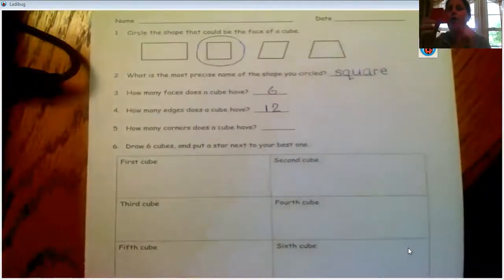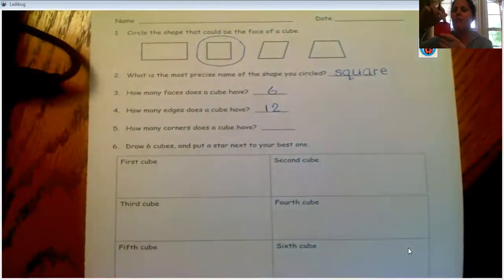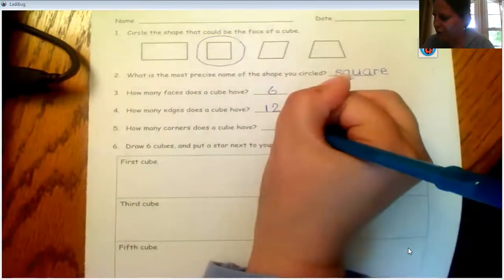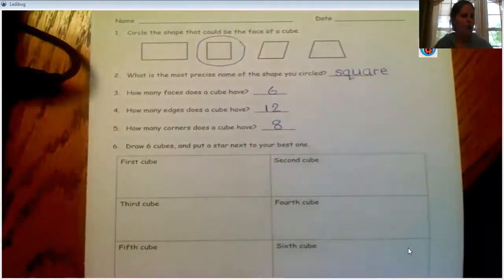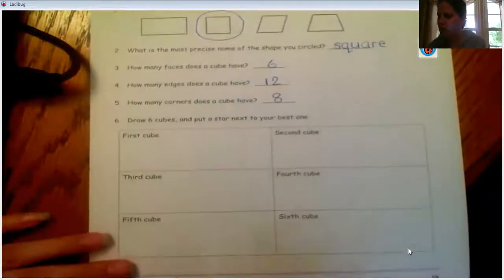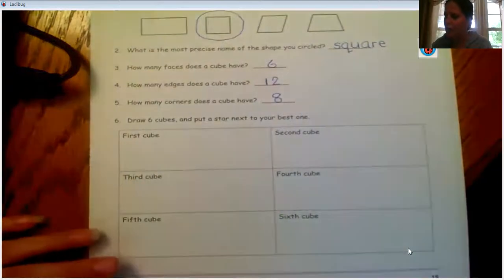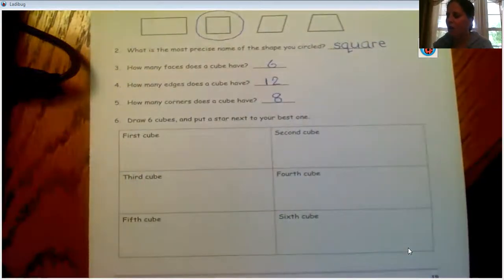How many corners does a cube have? So the corners are like where the edges meet. I have 1, 2, 3, 4 on top and 1, 2, 3, 4 on the bottom. So 4 plus 4 gives me 8 total. All right, let's look at number 6. Draw 6 cubes and put a star next to your best one.